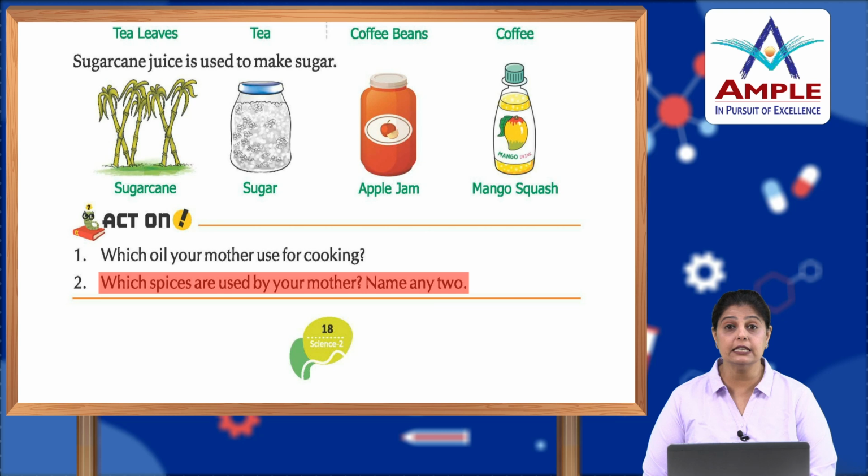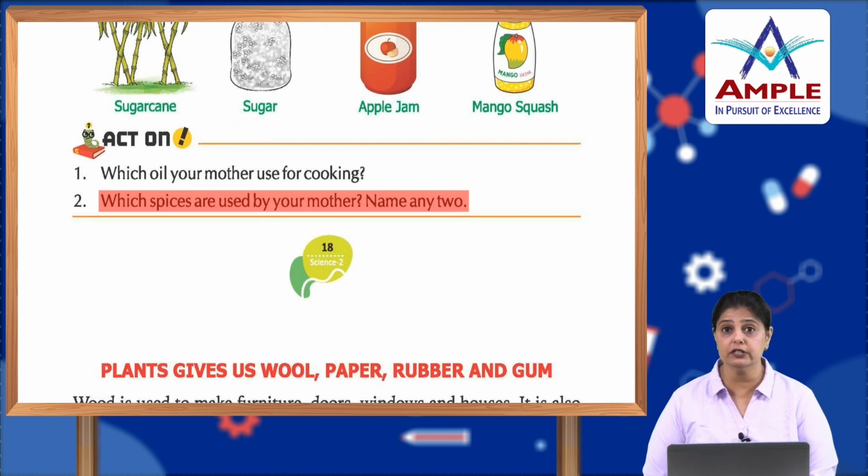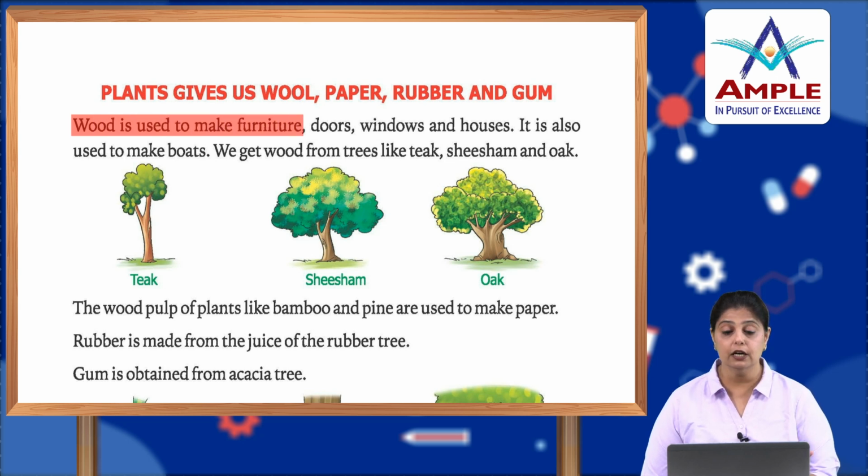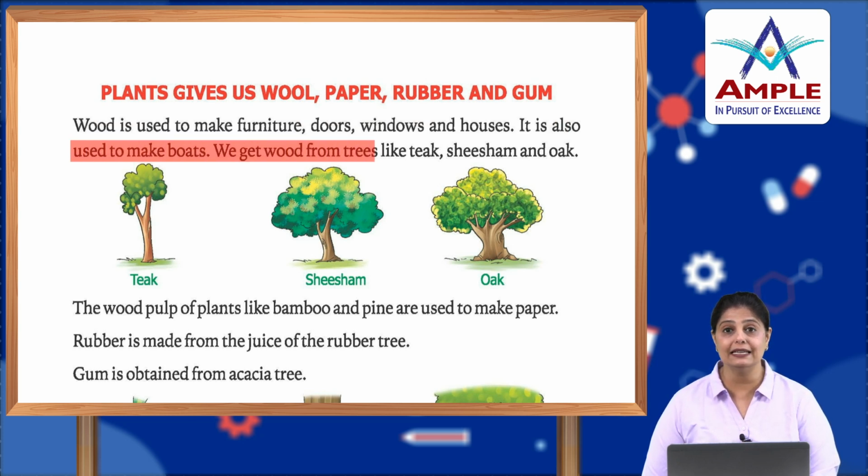So now let's see what all things plants give us also. Plants give us wood, paper, rubber and gum. So wood, what do we use wood for? We use wood to make furniture, doors, windows and houses. It is also used to make boats. We get wood from trees like teak, sheesham and oak, okay?